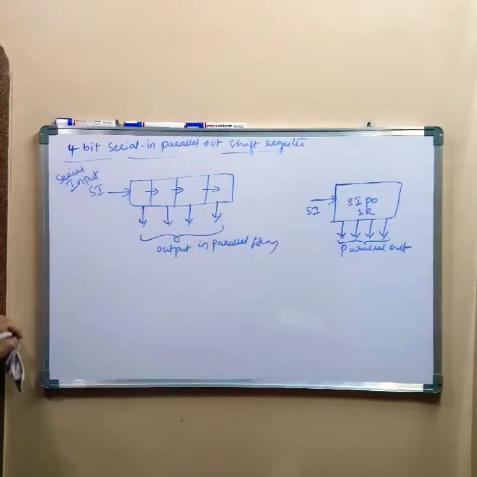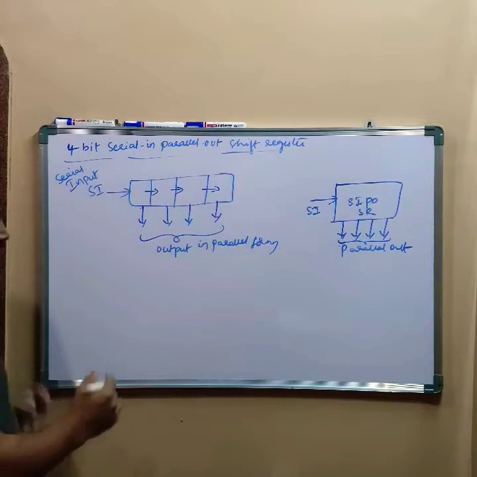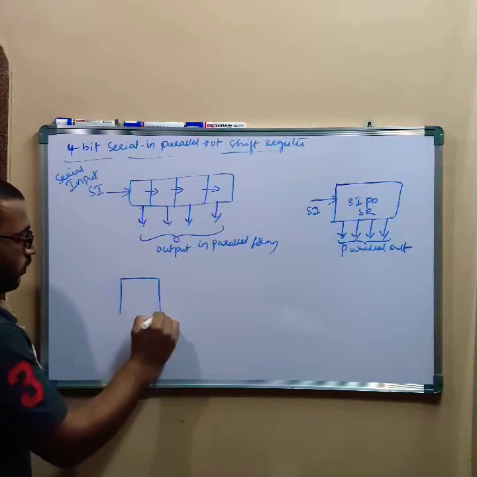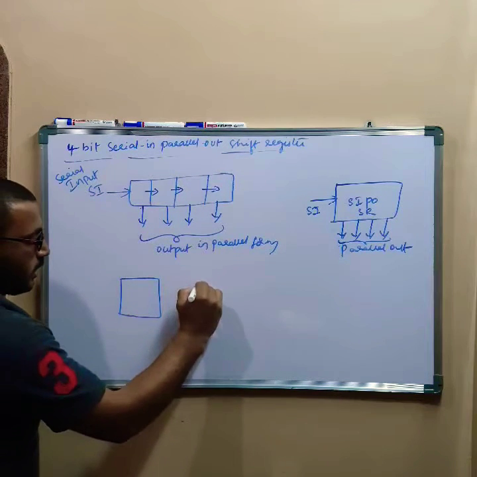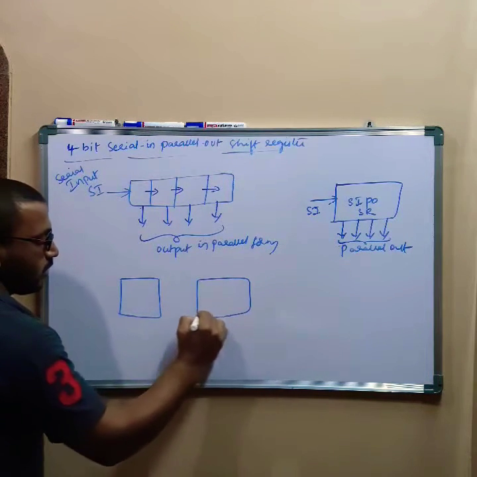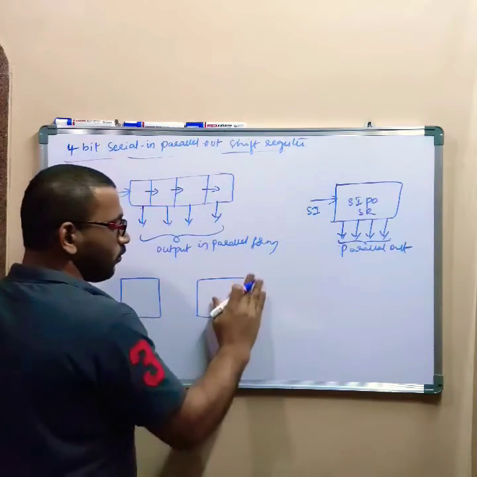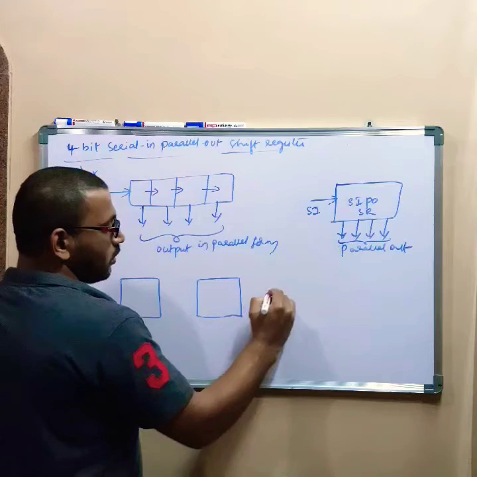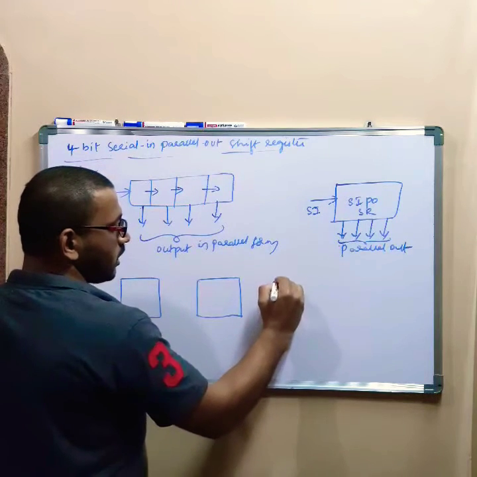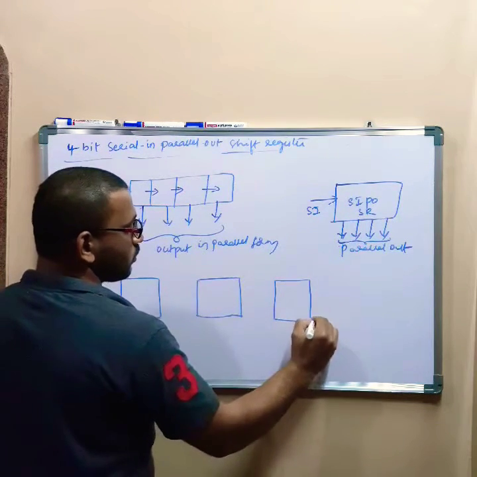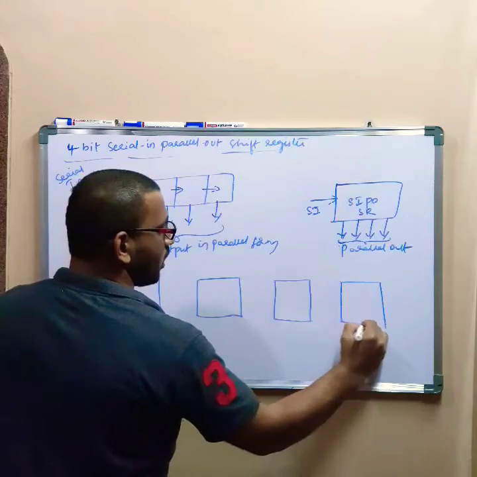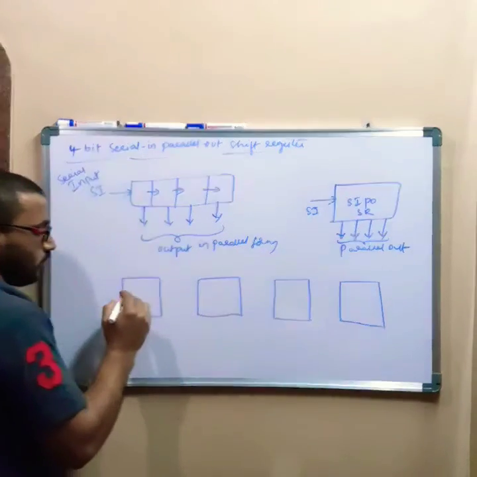Right? Now let us see the actual circuit. So as it is a 4-bit, we require 4 flip-flops. I will take 4 flip-flops. You can choose the flip-flop of your own choice if they have not mentioned to design this register using particular flip-flop, right? So as D flip-flop is simple in operation, I will choose D flip-flop.